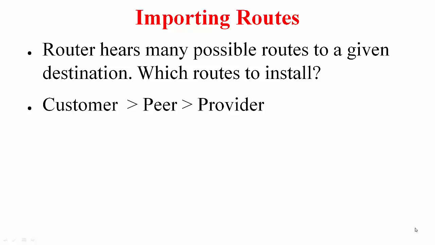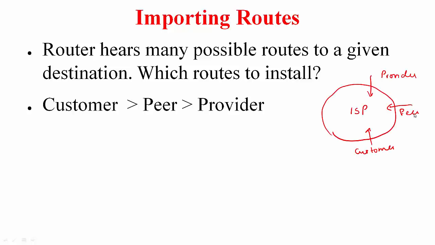Now you have to decide what routes to import. A router within an ISP is going to hear about routes, and these routes can come from different sources. So this route to a given destination can come from a customer, or it can come from a peer, or it can come from a provider. Now, which route should it install? So the policy there is this, that the customer route should be given more preference over peer and provider.